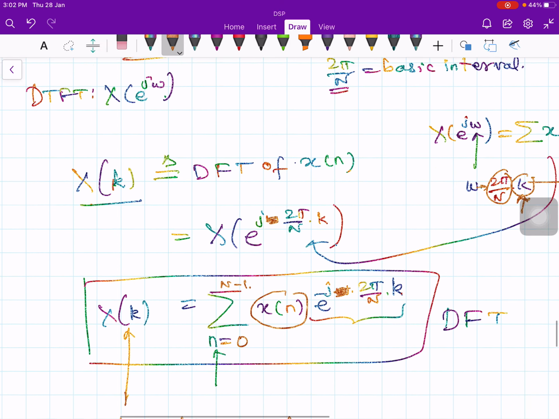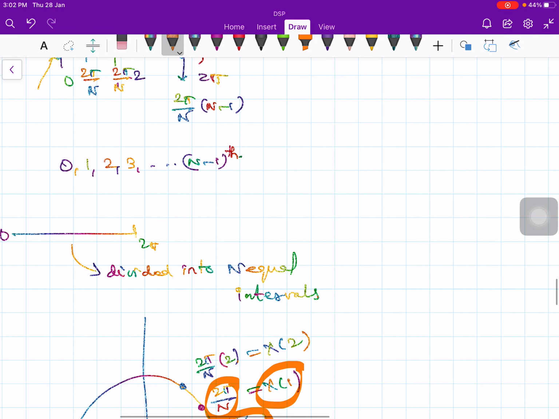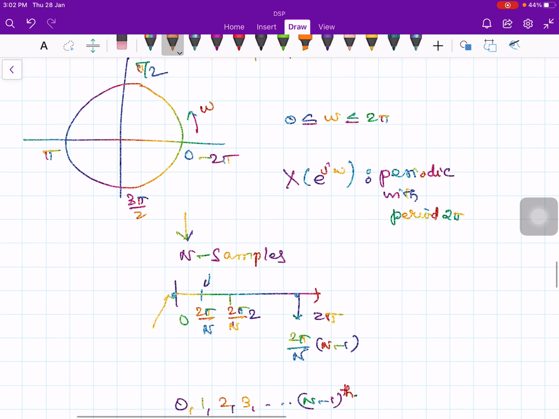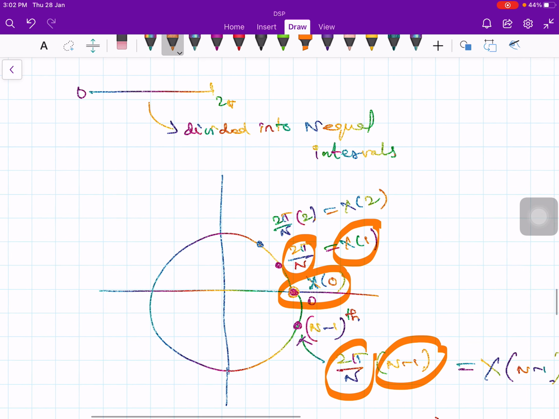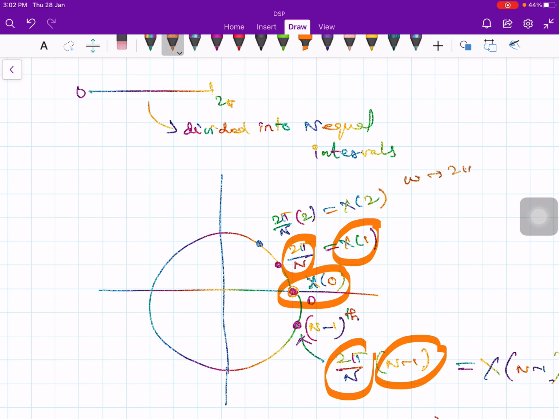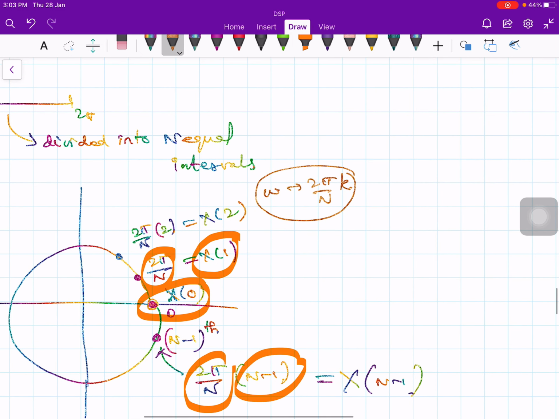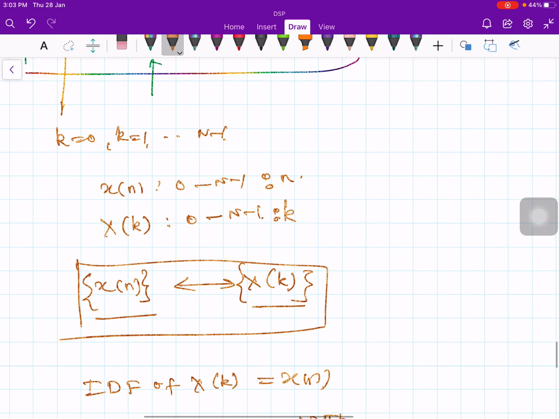So the point is, you take capital X of e to the j omega and take capital N number of samples on the omega axis. Each sample interval is 2 pi by N because we are going to employ uniform sampling. Therefore omega becomes 2 pi by capital N times small k. So omega is sampled, you are taking capital N number of samples. Two consecutive samples are 2 pi by N apart, and k is a running variable. So replace omega by 2 pi by capital N times small k.